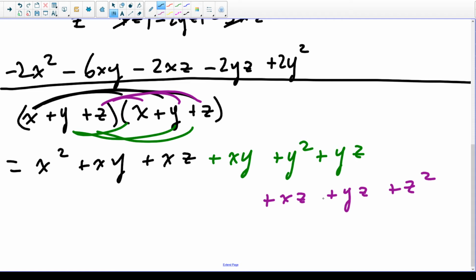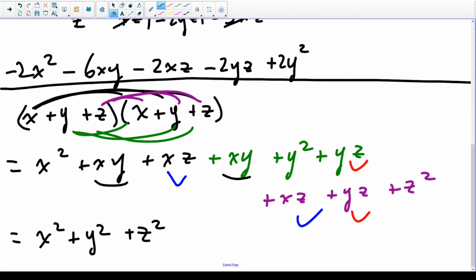Are there any other x squared terms? No. Are there any xy terms? Yes. Are there any xz terms? Yes. Are there any y squared terms? No. Are there any yz terms? Yes. So you just have to search through and find them. Okay? I don't know. Maybe it's not that big a deal. But so x squared plus y squared plus z squared.